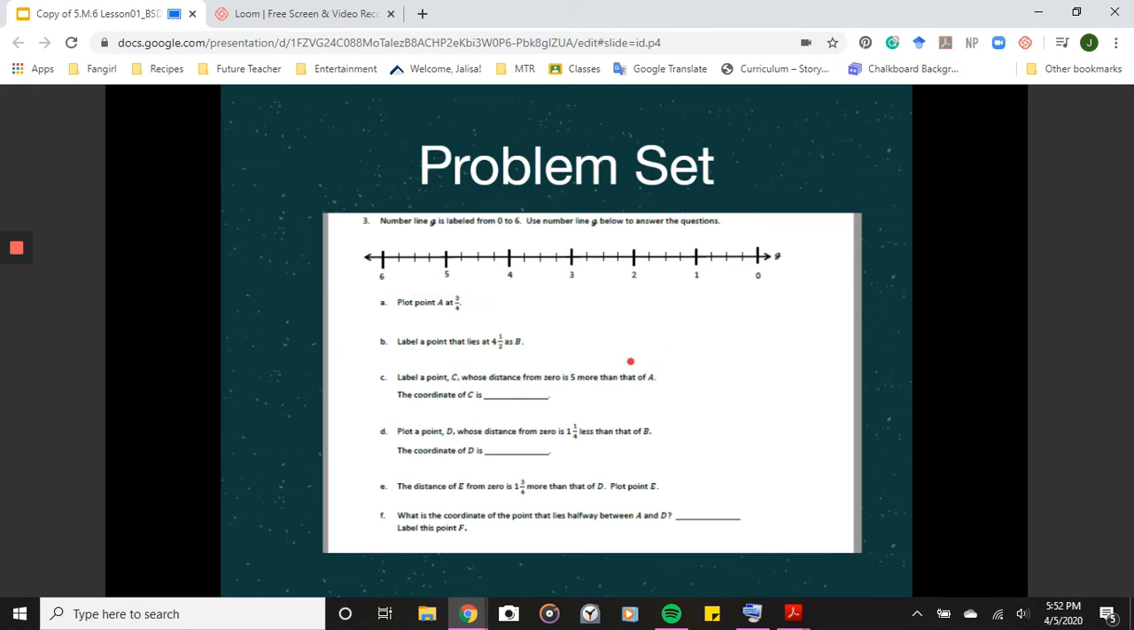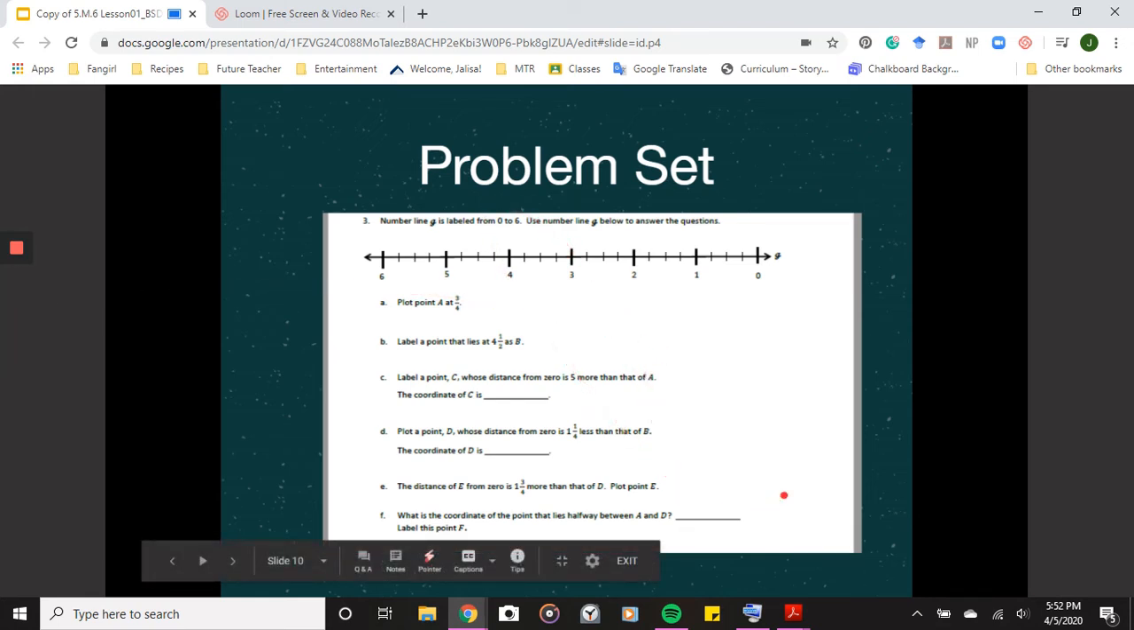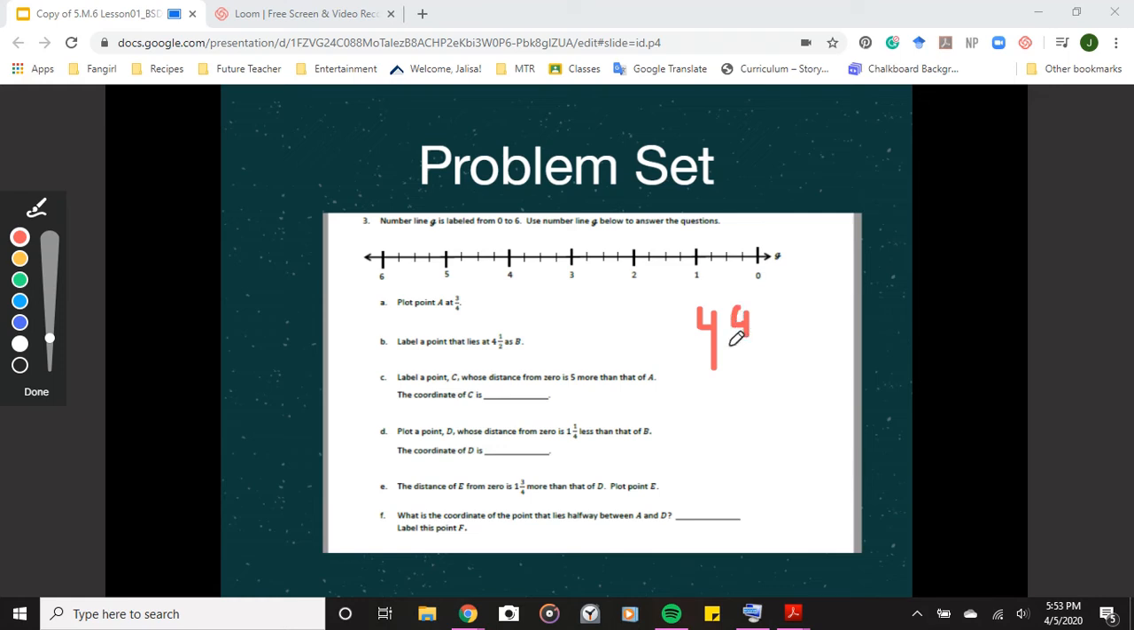If you added that correctly, you should have gotten 4 4/4, which is the same thing as 5. 4 4/4 is equal to the whole number 5. So that means point E should be right here.